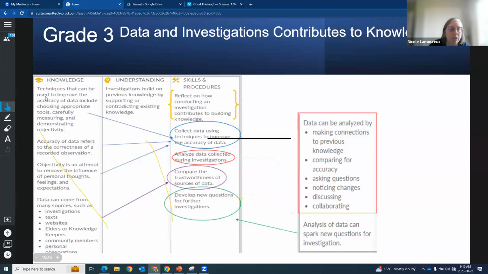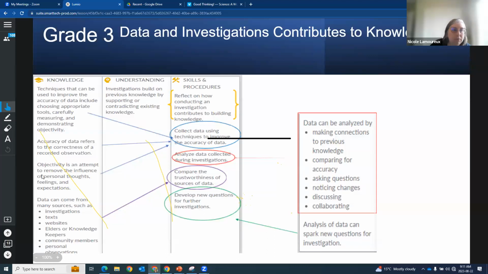So we'll start at the top: knowledge that techniques that can be used to improve the accuracy of data include. Include means grade 3, this is what we have to do. So choosing appropriate tools. When they're going out, they have to choose, should I use a ruler or a meter stick? Which is more appropriate? Or a clear plastic container versus a blocked glass. It doesn't always have to do with measurements. If I need to observe something, a tool might be a clear plastic container so I can see through it. Carefully measuring, of course, measurement starts to come in here, and demonstrating objectivity.